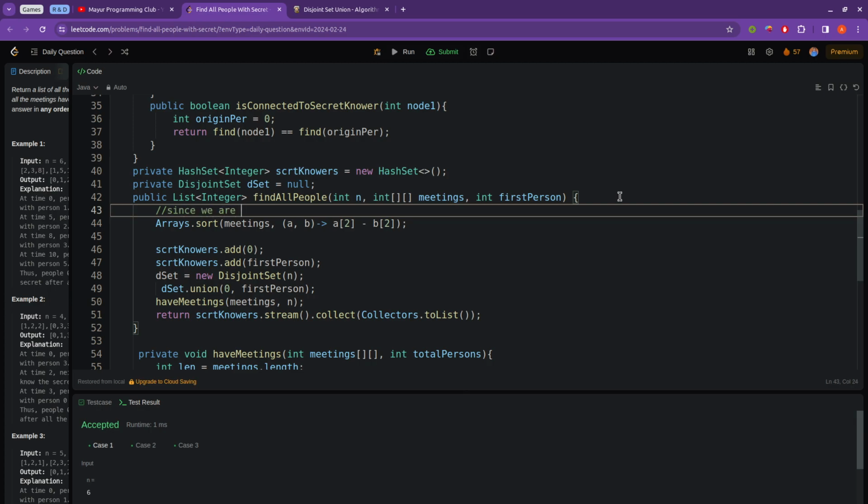Since we are considering traversing meeting times in batches, that's why we are sorting this meetings array with respect to increasing order of meeting times. Okay.